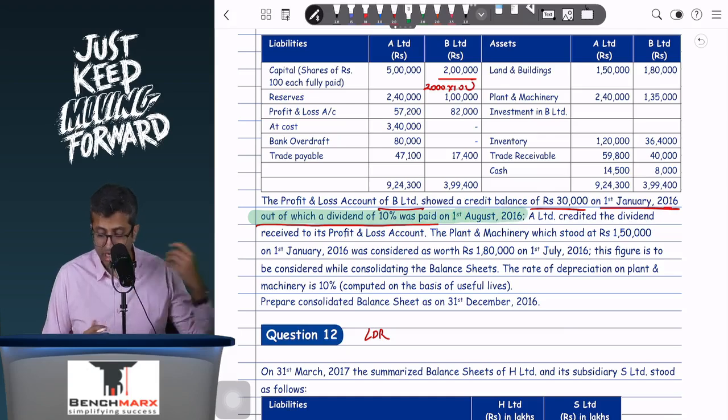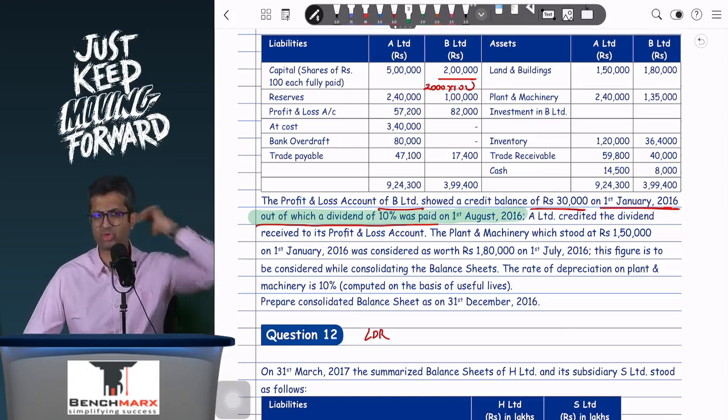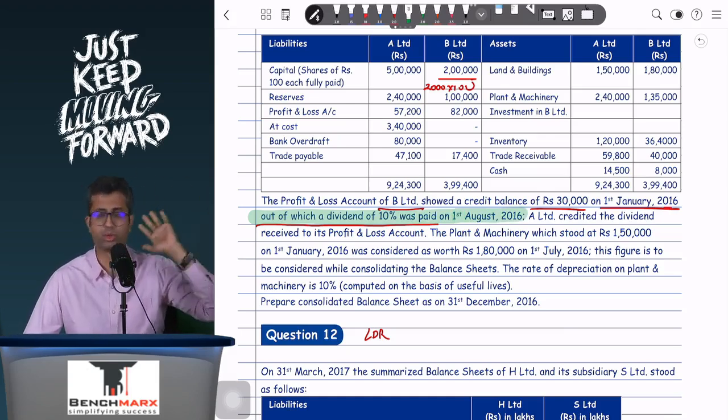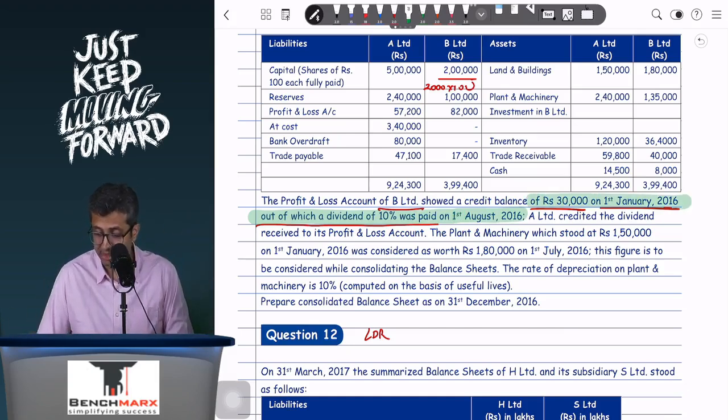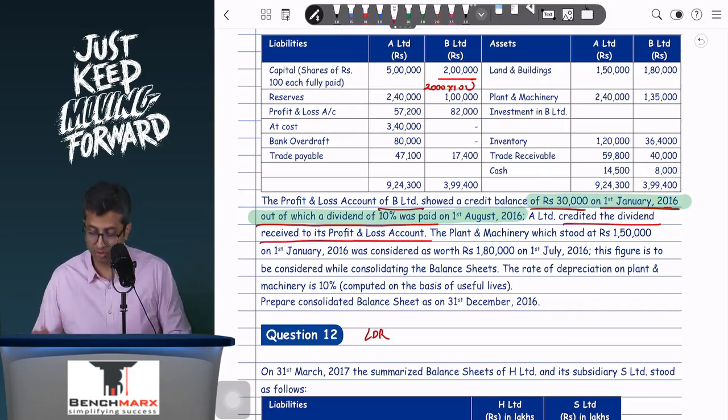On 1st August. So is the dividend out of pre-acquisition profits or post-acquisition profits? So it is out of pre-acquisition profits, because this is dividend which is paid out of the balance on 1st January 16 and your date of acquisition is 1st July 16. Now A has credited the dividend to its profit and loss. So this is an error. Ideally this should have been reduced from the investment.